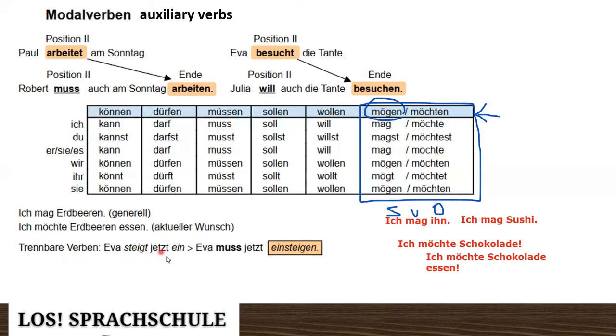Eva steigt jetzt ein. Eva enters now, enters a bus or a car or a train. We see immediately steigt ein. It's one verb, einsteigen. And if we change it, nothing else changes. We have really verb 1 here, verb 2 in infinitive form at the end. Eva muss jetzt einsteigen. And the infinitive is just one word here, einsteigen. You don't have to separate it whatsoever.